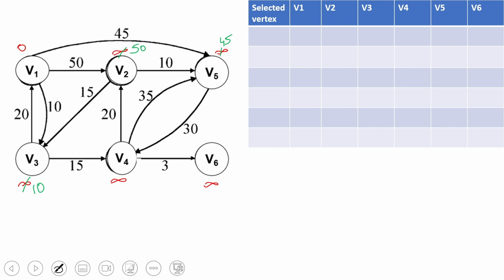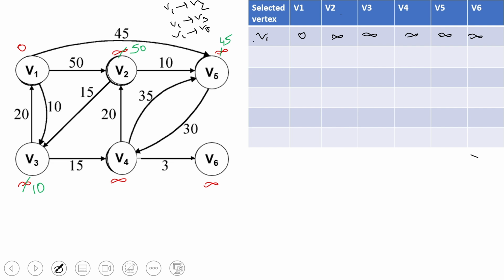Firstly, the initial state, what I told: from v1 to v1 it's 0, and for all other vertices it's infinity. The shortest distance from v1 to all other vertices is infinity, because we did not calculate them yet. So from these, the minimum one is obviously v1, 0. From v1 we already did v1 to v2, v1 to v3 and v1 to v5. Let's update these values in the tabular form.